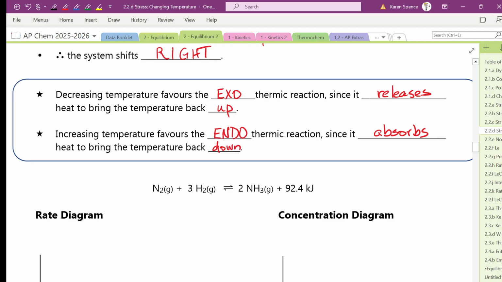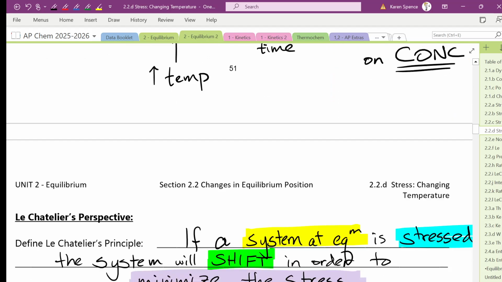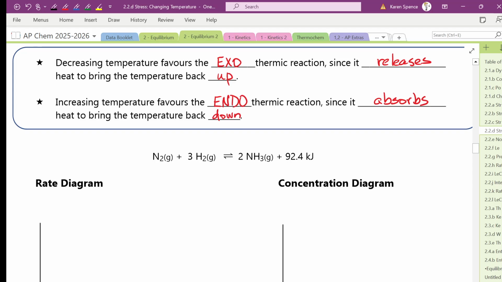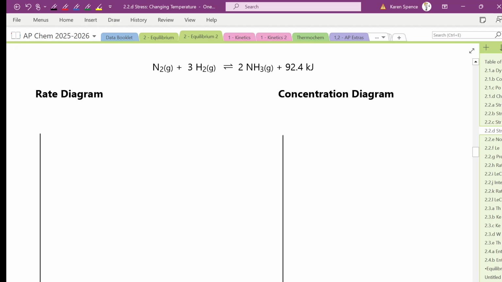Didn't we just do this? Hang on. I suppose we could do a decrease in temperature. Ooh.